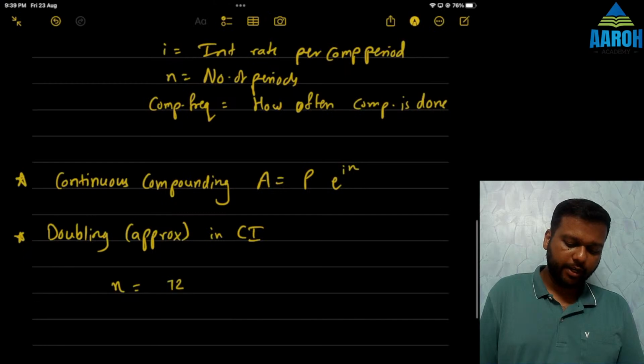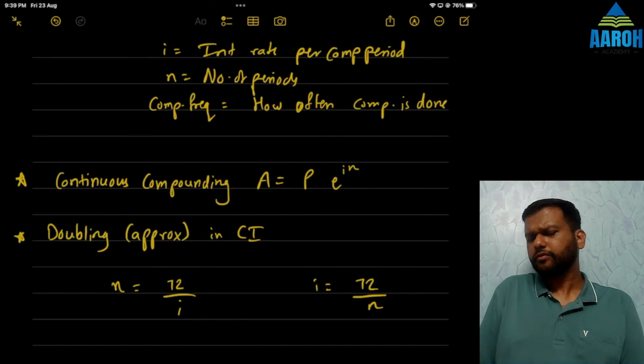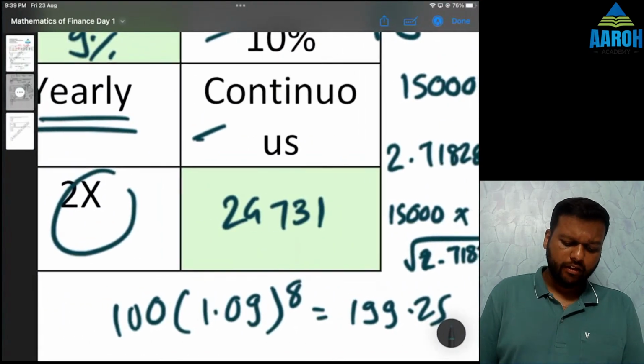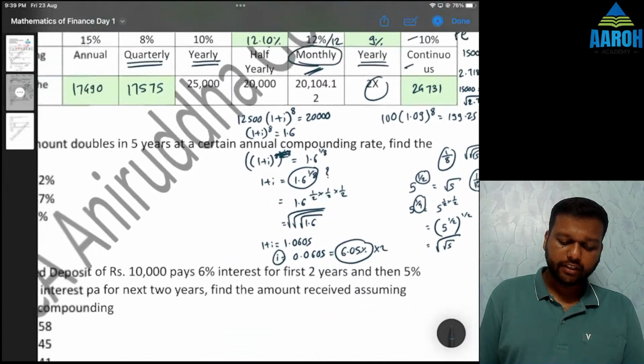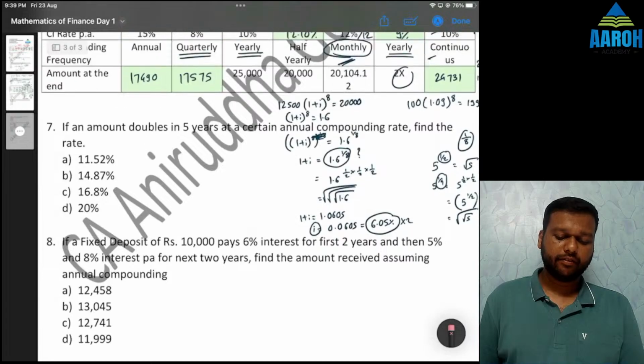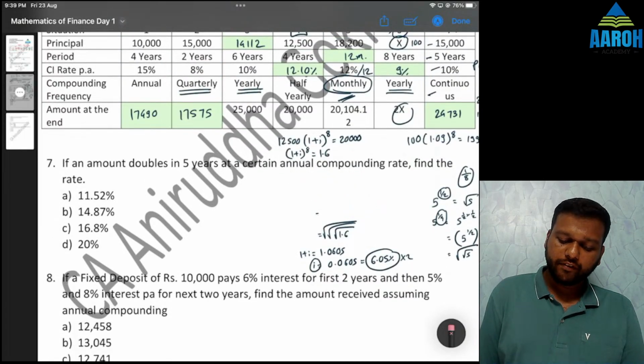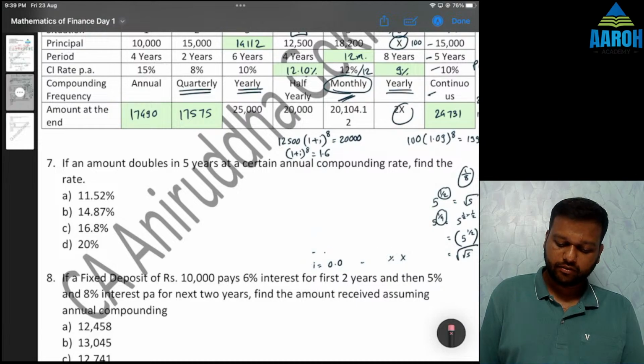N will be 72 upon I and I will be 72 upon N, that's it. Okay. Let's see some more interesting questions and some shortcuts. Let's finish this off, 7, 8, 9 and 10. Let's finish 4 questions, then we'll stop for today. Tomorrow we'll finish the chapter with annuity. So this turned out to be only compound interest.